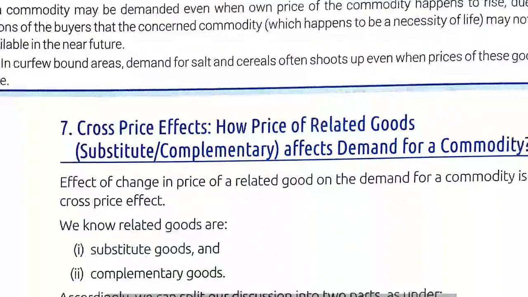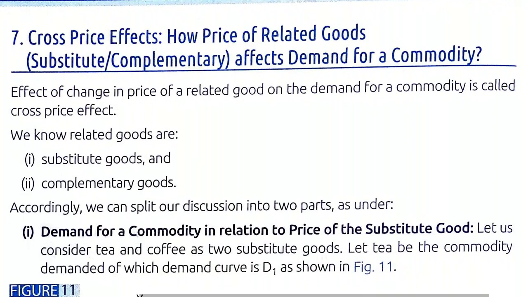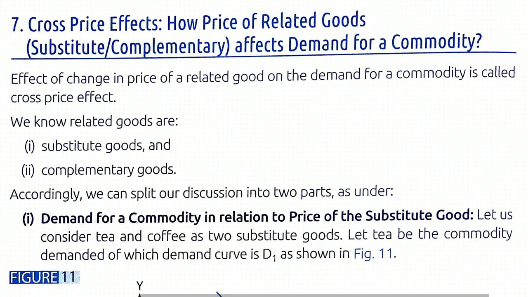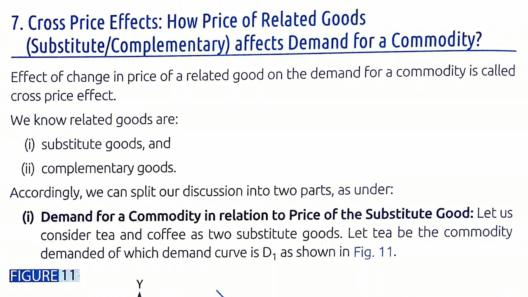So go through some of the questions also given in the questions. Cross elasticity, or cross price effect. This happens in case of substitute or complementary goods. Now what is the cross price effect? When the demand of a commodity increases or decreases due to the price of any other good, or related good. For example, related goods like substitute goods and complementary goods. As we discussed, the demand for tea may increase or decrease due to a change in the price of coffee. So this is an example of cross price effect.